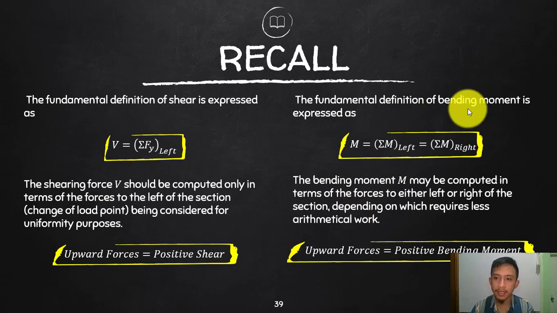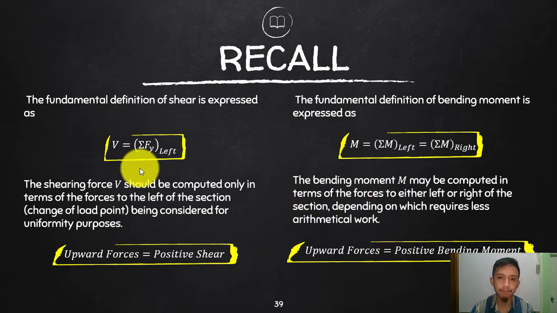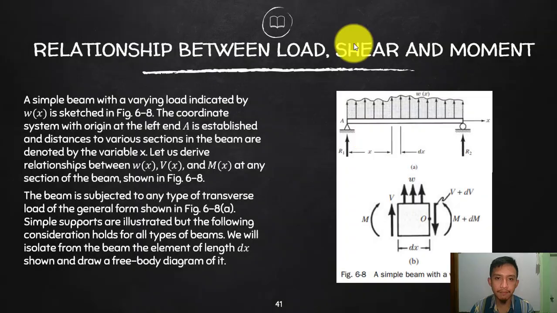So simply, on the right or left side, the upward forces will still create a positive bending moment. But of course, in the case that you have a load which is a couple or a moment, do not forget that clockwise on the left side is positive, and on the right side counterclockwise is positive. So, the relationship between load, shear, and moment diagram.